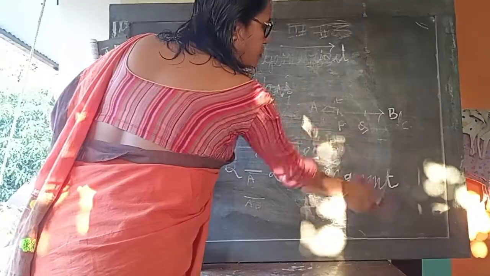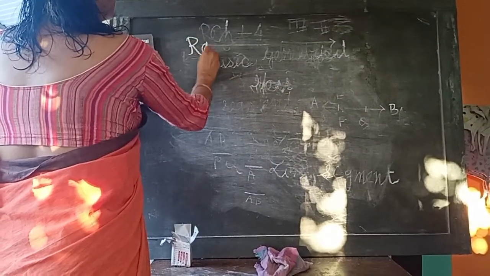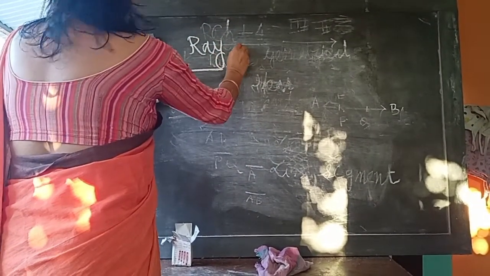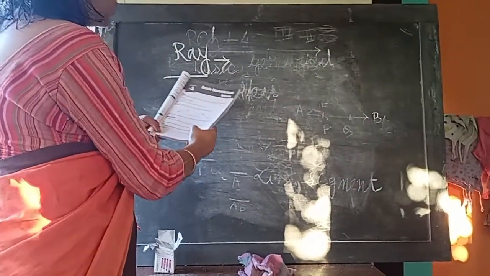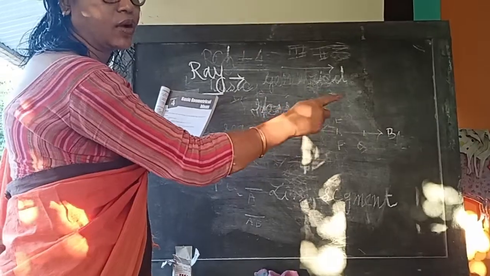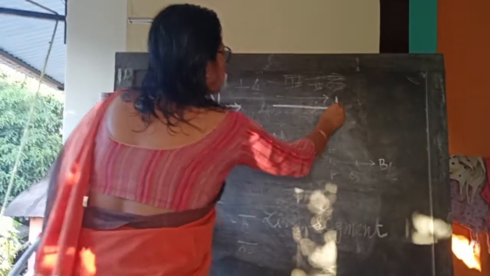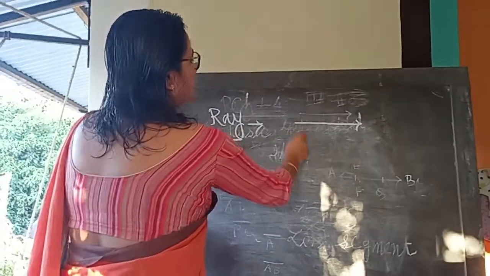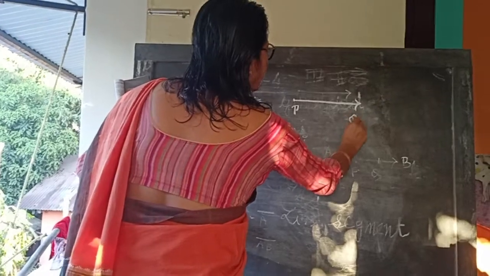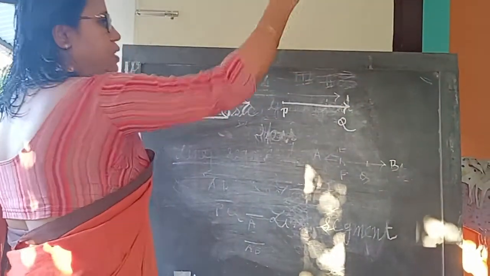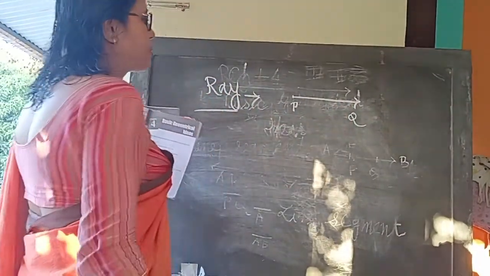Now we learn about ray. What is a ray? A ray is a part of a line which extends in one direction infinitely. Suppose this is a line, but this is a ray. It is a part of a line. In this direction, it extends infinitely. That means a ray also has no definite length.